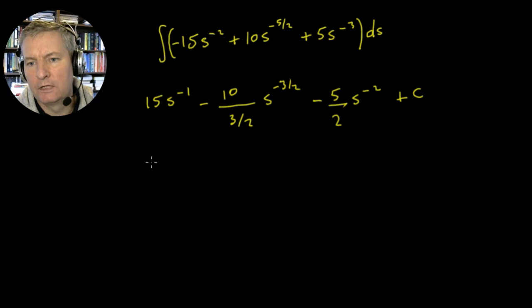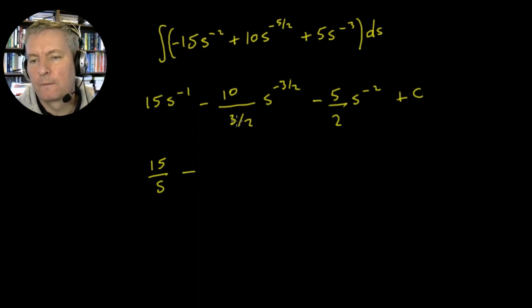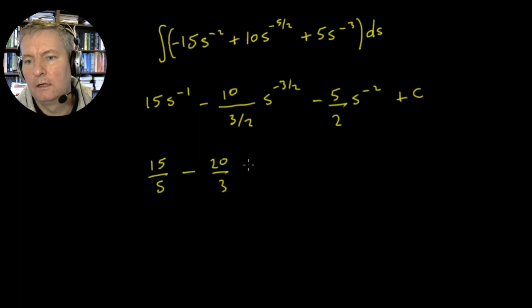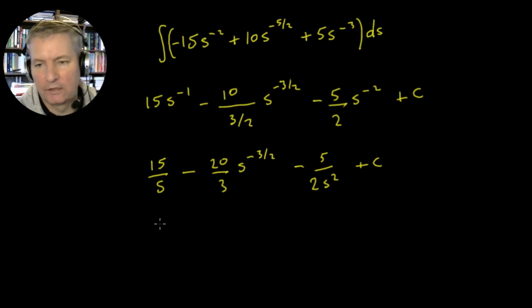So let's put this in a bit simpler form. So that's going to be the same as 15 upon s, and this is going to be minus, well, whenever you divide by 3 upon 2, it's the same as multiplying by 2 upon 3. So that's going to be 20 upon 3, and I'll just leave it at the moment, s to the minus 3 upon 2, and this is going to be minus 5 upon 2 times, now s to the minus 2 is the same as s squared, plus the c. So we'll just change this one section here and that's us finished.